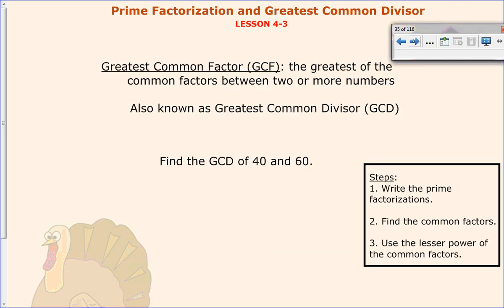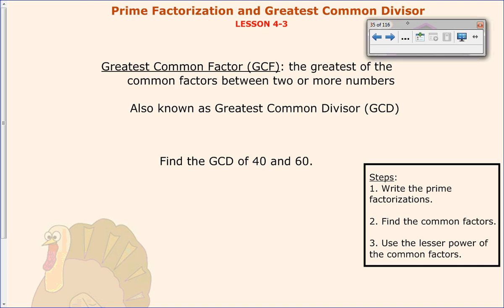All right. So now we're going to look at the second piece of our lesson today, the greatest common factor, the GCF. It also is known as the GCD, or the greatest common divisor. This is the greatest of the common factors between 2 or more numbers. So when we factor this out, we can find the greatest common factor. All right, so here they say find the GCD of 40 and 60. I'm going to show you one way to do it, and then I'm going to show you another way.